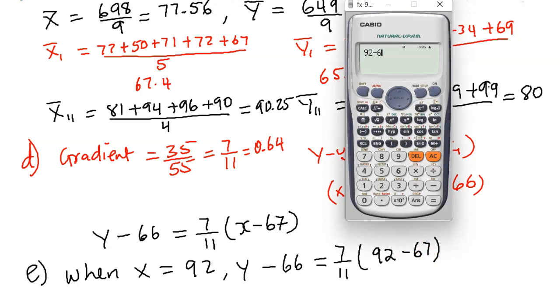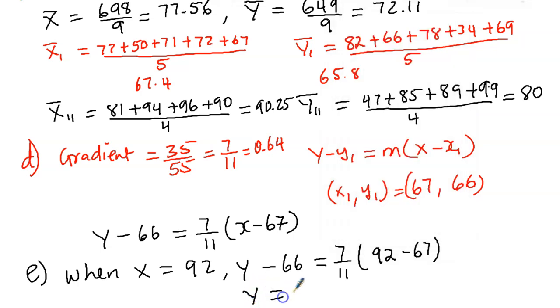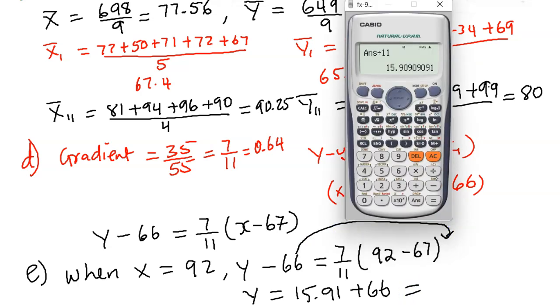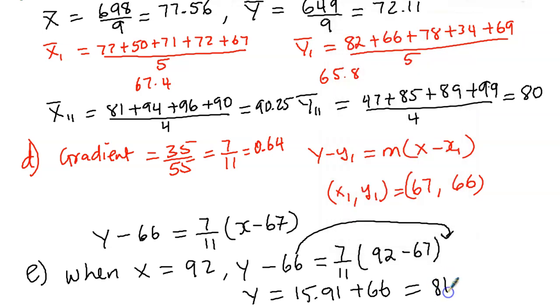92 minus 67 gives us 25, times 7 divided by 11, which gives us about 15.91. So here we have y equals 15.91 plus 66, because we take the 66 to the other side and it adds. When we add that, we get about 81.91, which is really good. It's within the range. Whatever you get is going to be maybe plus or minus 5 or plus or minus 2, which you would still be right.